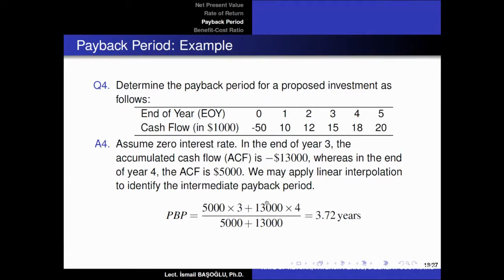$1,000. I mean, you can also multiply them with $1,000, but the linear interpolation idea can be applied here, and the payback period will be 3.72 years in this example. So approximately in 3.72 years, we can recover our initial investment, assuming that the interest rate is equal to 0.